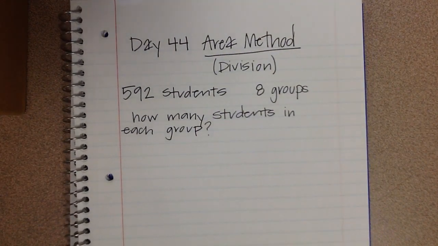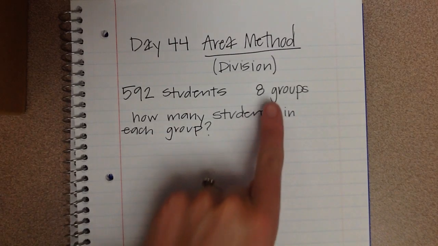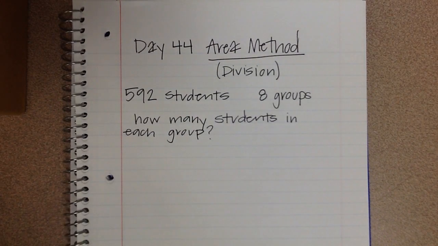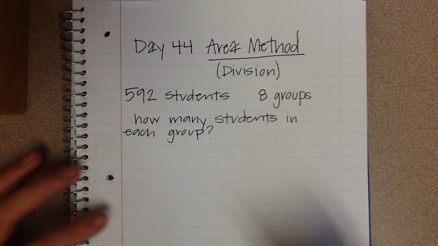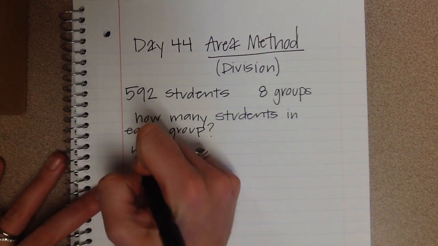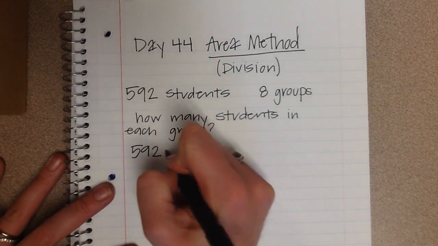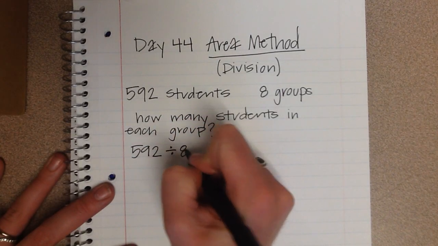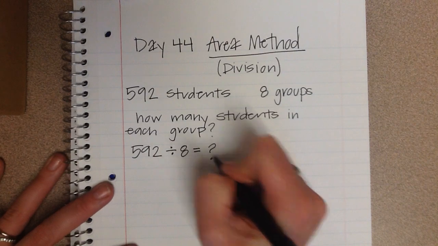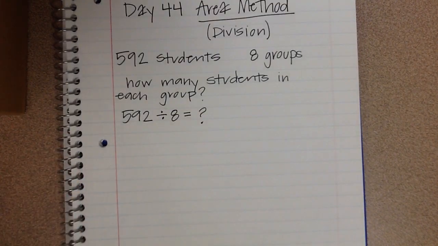Okay, so we know there's 592 students, and our number of groups is 8. So they want to know our group size. So the equation is going to look like this. Okay, I'm going to teach you how to do the area method. Now, it looks a little bit different than what your parents learned, but that is okay. This is another method. If you like this method better than base 10, that's perfectly fine. This is one that you can use.